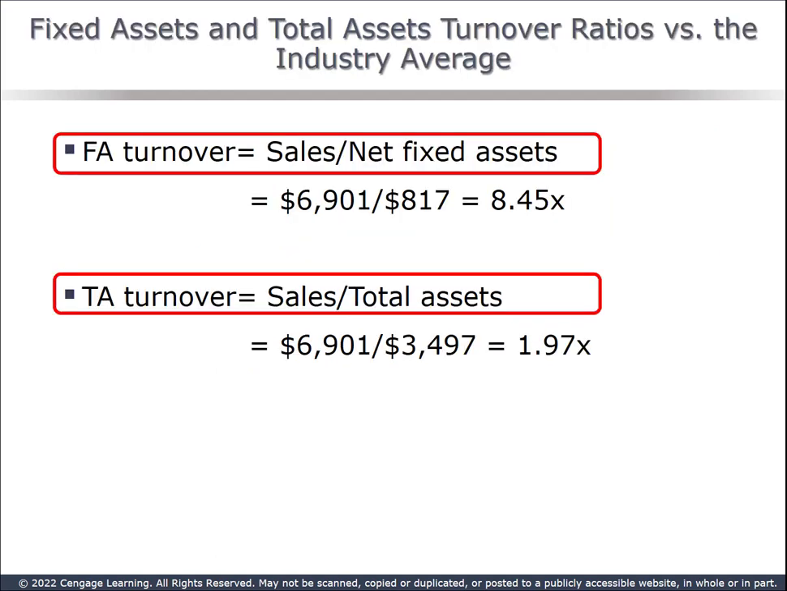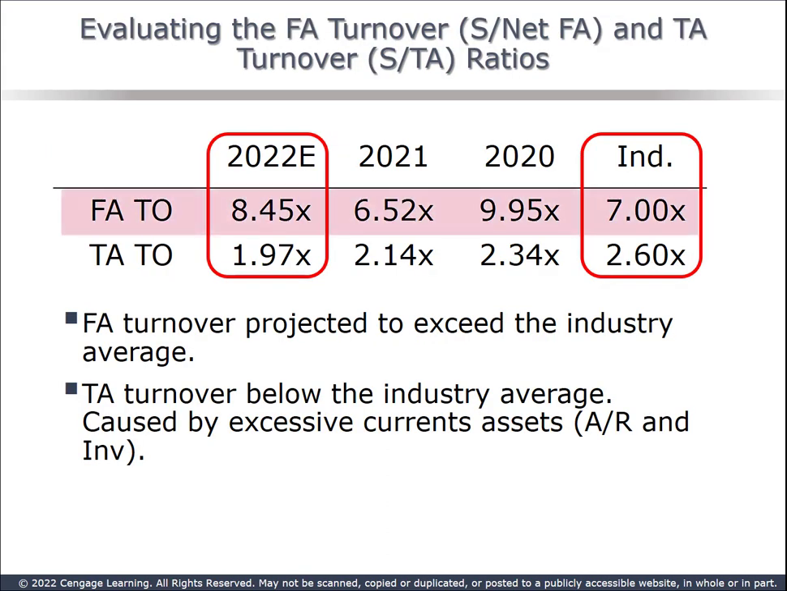Both of these asset turnover ratios measure how well the firm is using its assets to generate sales. The numbers themselves are meaningless without some comparative benchmarks. Fixed asset turnover is not back to its pre-expansion level, close to 10, but it is well above the industry average. Total asset turnover, however, is declining, driven by DeLeon's heavy holdings in accounts receivable and inventory.